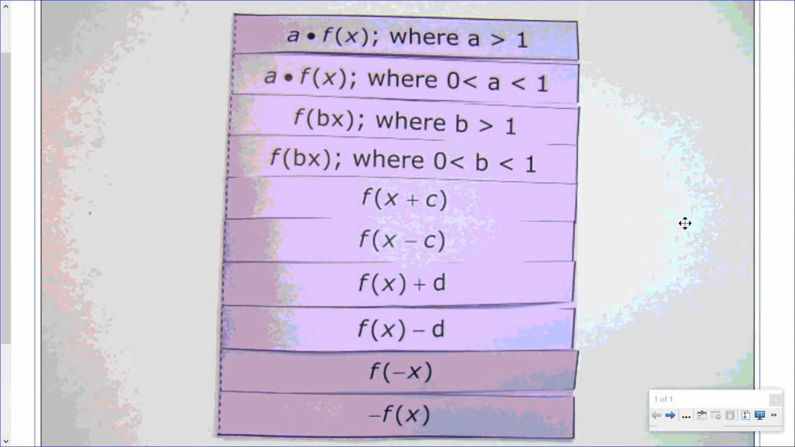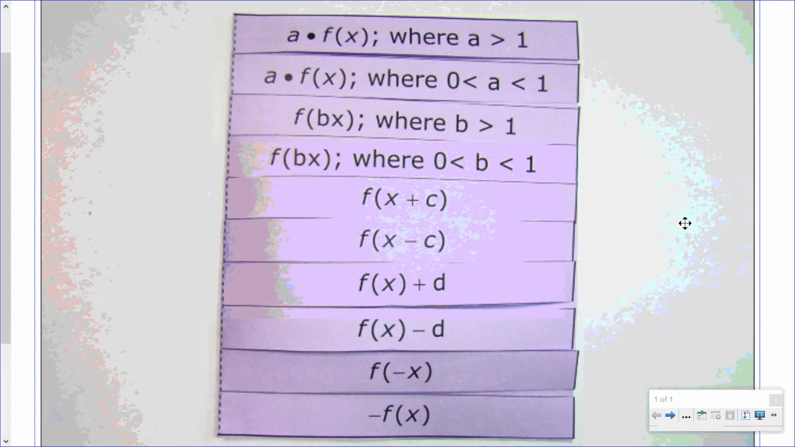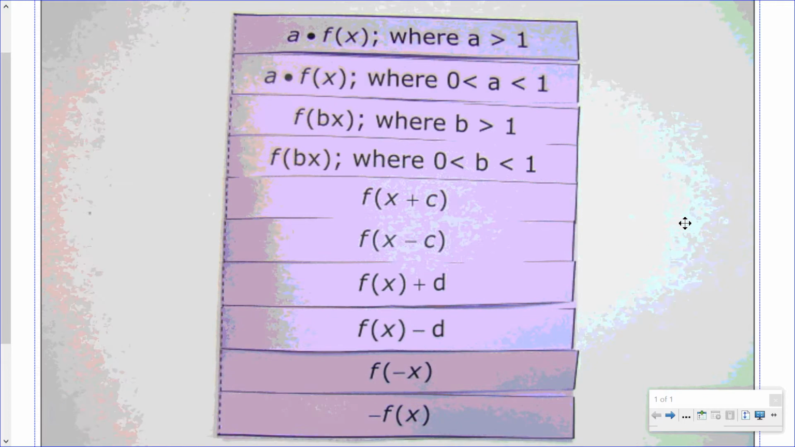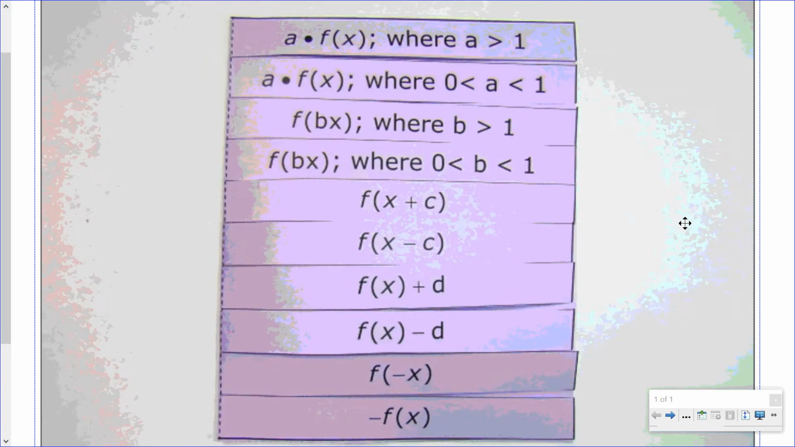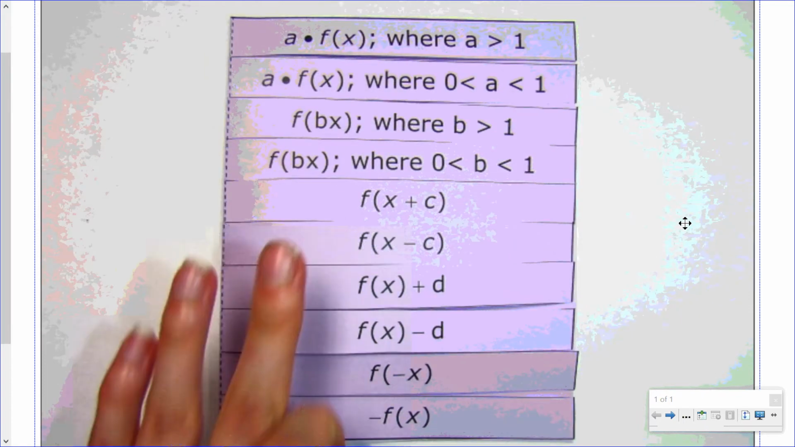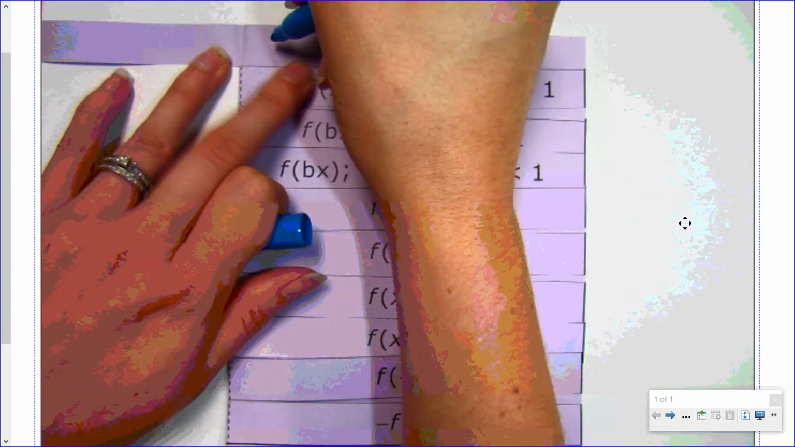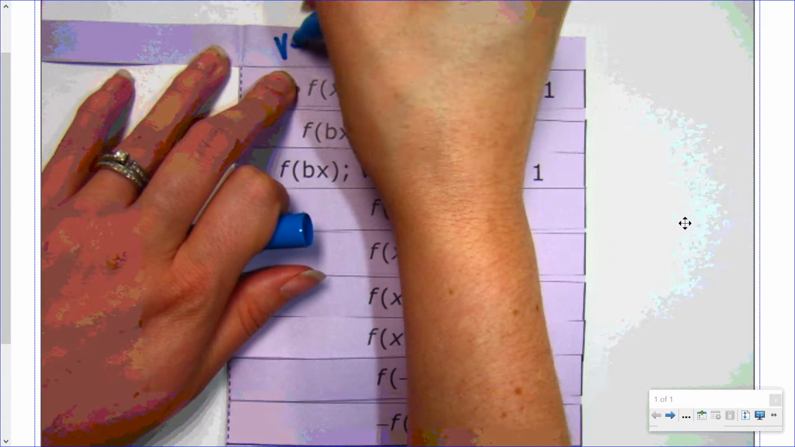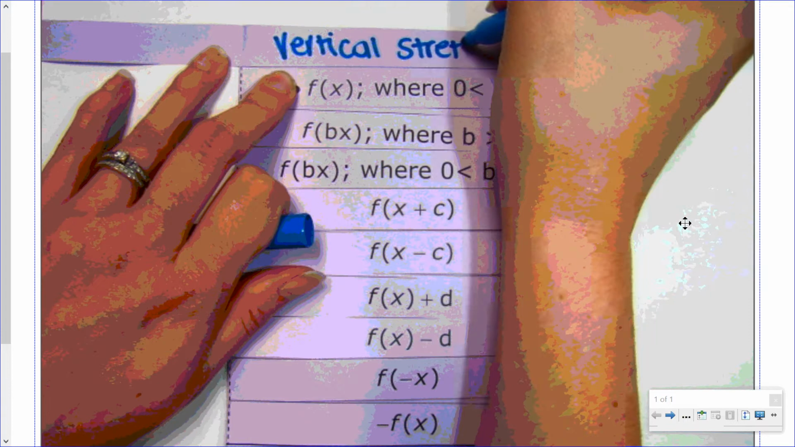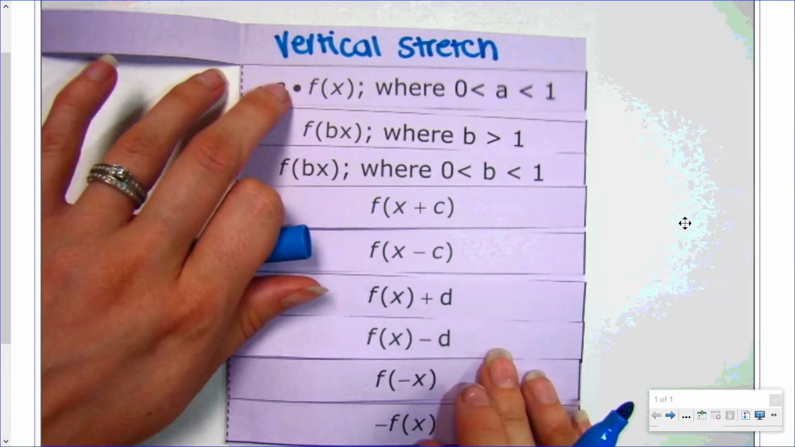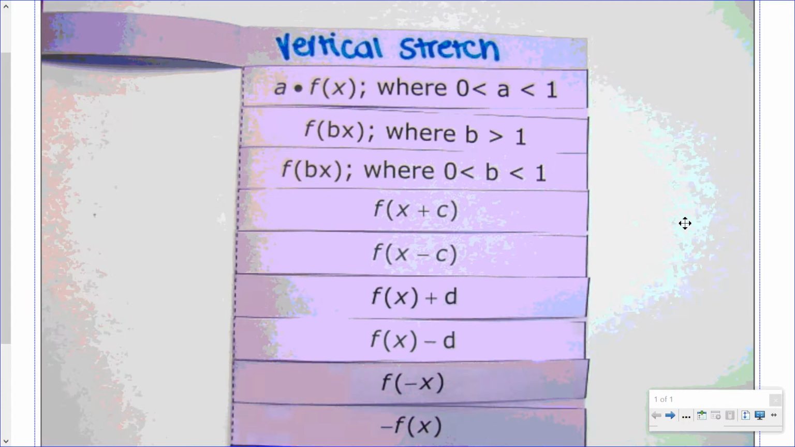If we look at the first one, I have a times f of x, where a is greater than 1. So I have a value here that I'm multiplying by f of x. If I'm multiplying by f of x, I'm changing my y value, and I'm multiplying it, which is going to cause a vertical stretch. My function is actually going to stretch along the y-axis vertically.